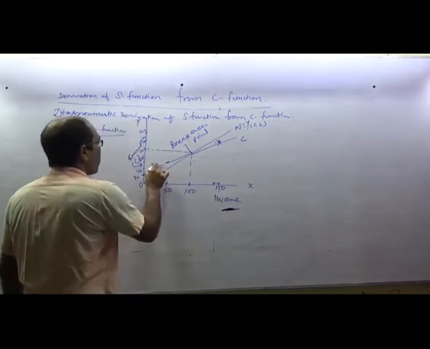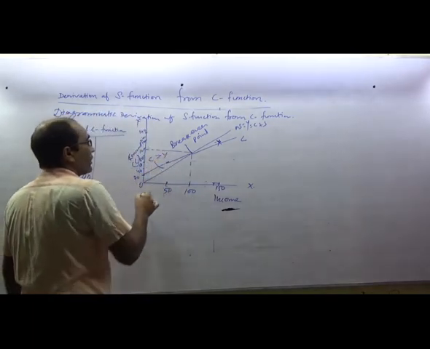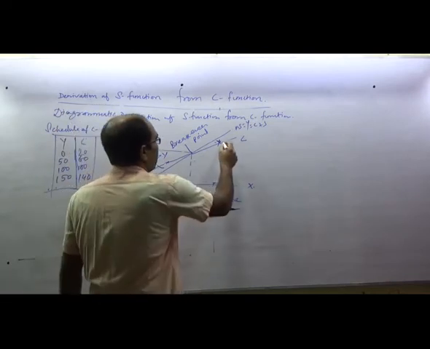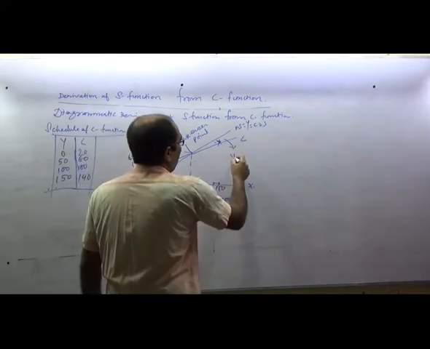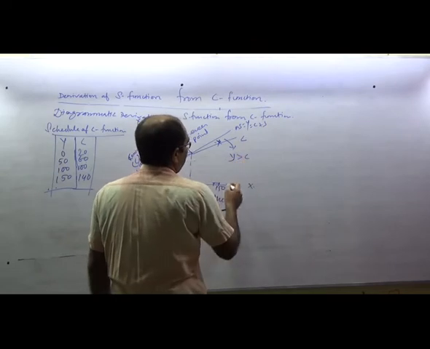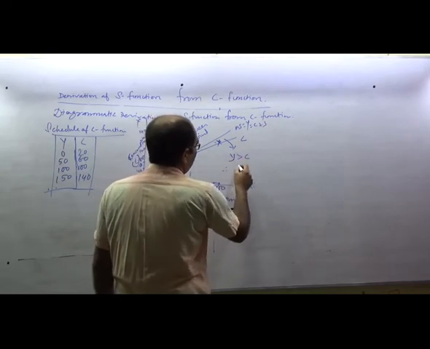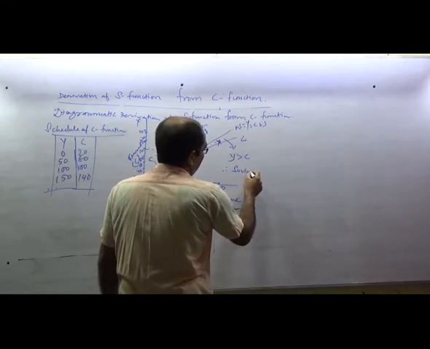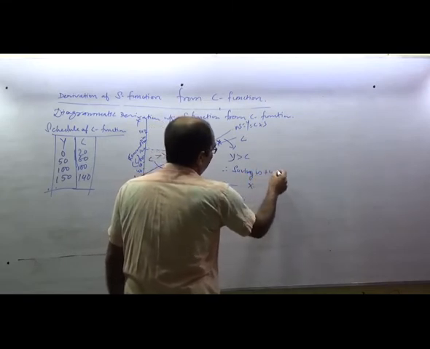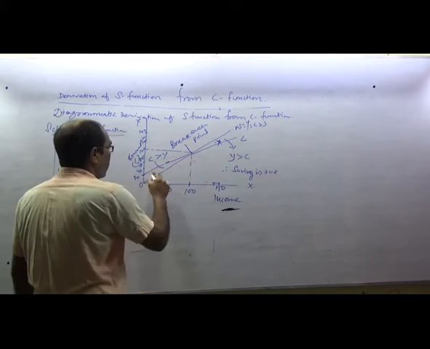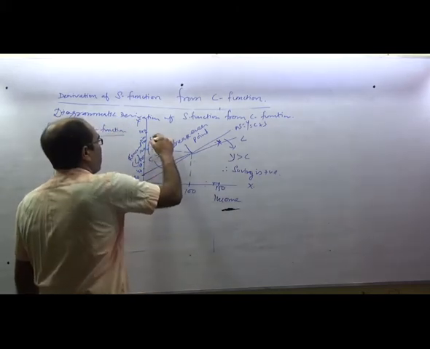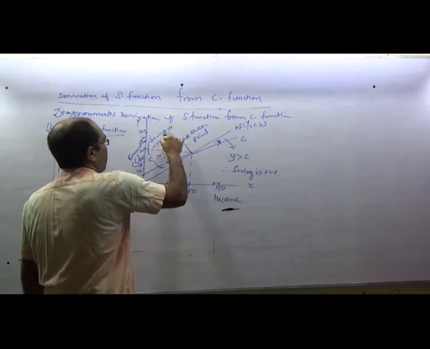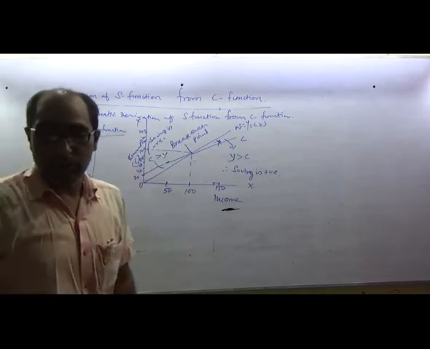In this segment, C is greater than Y due to autonomous consumption. In this region, Y is greater than C. Therefore, saving is positive here. Saving is negative there.